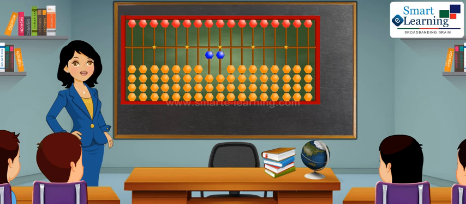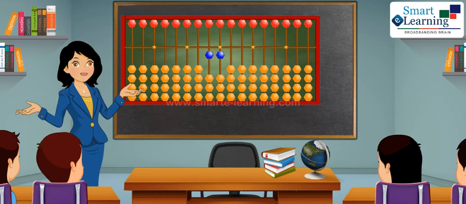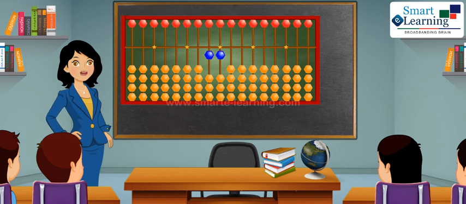To show number 11, 1 earthen bead of 1's place as well as 1 of 10's place touch the skyline. This is number 11. To show number 12, 1 earthen bead on 10's place will remain same and bring 1 more earthen bead up on the 1's place to show 2.